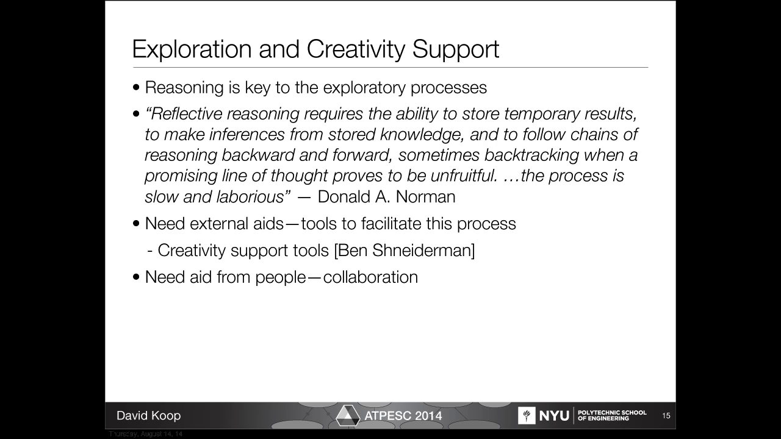And so there's a quote from the psychologist Donald Norman on this, and he says, sort of the problems involved in this exploration. It says that reflective reasoning requires the ability to store temporary results, to make inferences from stored knowledge, and to follow chains of reasoning backward and forward, and sometimes backtracking when a promising line of thought proves to be unfruitful. And that process is slow and laborious, right?